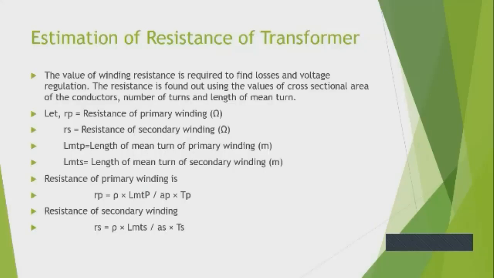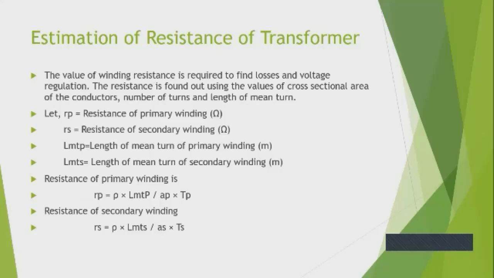Estimation of resistance of transformer. The value of winding resistance is required to find losses and voltage regulation. The resistance is found out using the values of cross-sectional area of the conductors, number of turns and length of mean turn. Here we can assume RP, RS is equal to resistance of primary and secondary winding. LMTP means length of mean turn of primary winding.